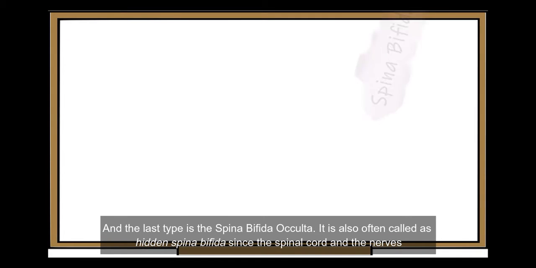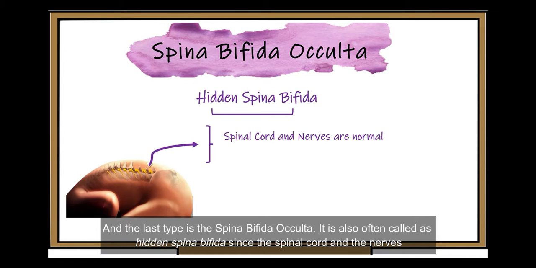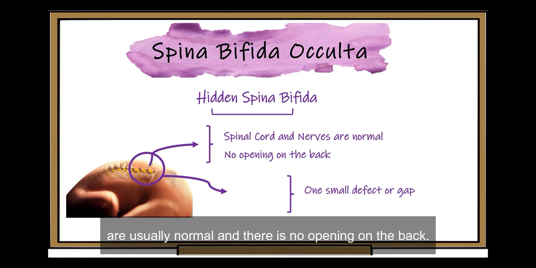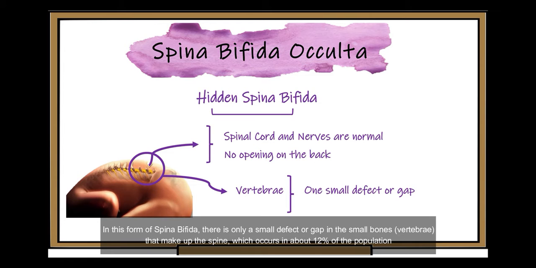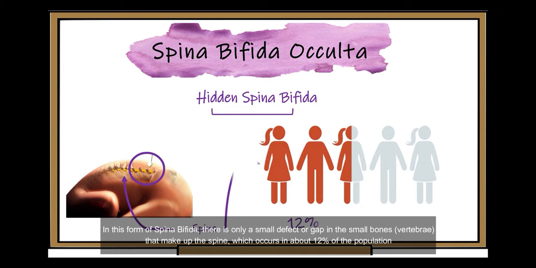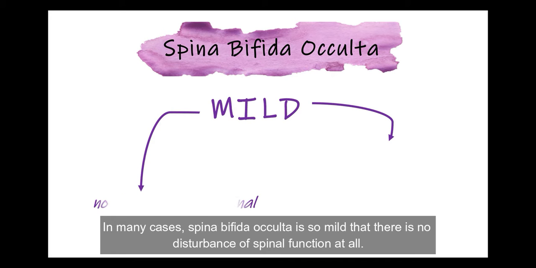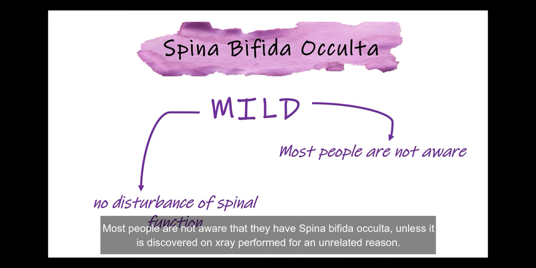And the last type of Spina Bifida is Spina Bifida occulta. It is also often called hidden Spina Bifida, since the spinal cord and nerves are usually normal and there is no opening on the back. In this form of Spina Bifida, there is only a small defect or gap in the small bones or vertebrae that make up the spine, which occurs in about 12% of the population. In many cases, Spina Bifida occulta is so mild that there is no disturbance of spinal function at all. Most people are not aware that they have Spina Bifida occulta unless it is discovered on an X-ray performed for an unrelated reason.